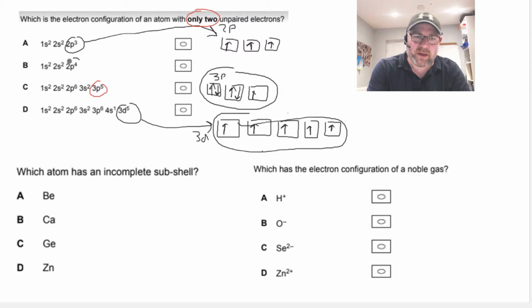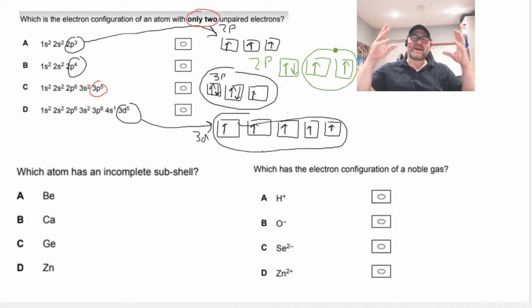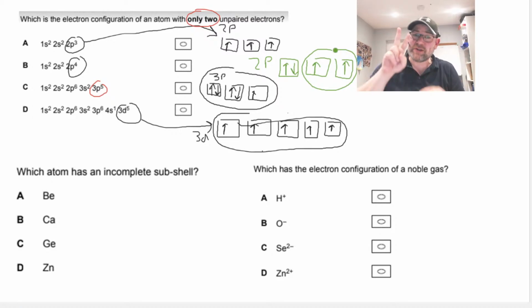And then if I look at this one, that's why I saved it till last, 2p4. Again, what does the 4 mean? There's always 3 boxes, but there's 4 electrons. So if I go through and put the electrons in, 1, 2, 3, go back to the first orbital, 4, what you'll see here is there are 2 boxes that contain an unpaired electron. It's not in a pair. So the answer for this question was B.